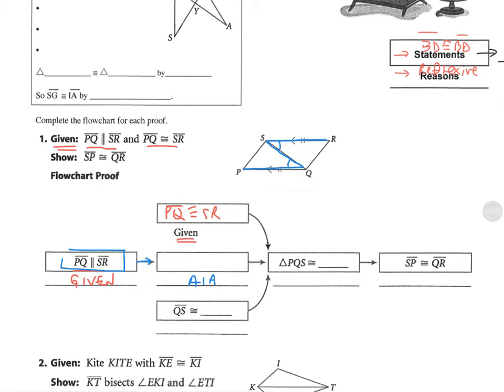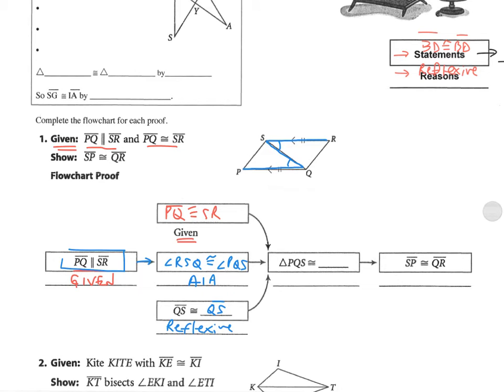Remember that I have to use 3 letters. I can't say S and Q. So I'm going to go angle RSQ is congruent to angle PQS. Next, I'm going to say that QS is congruent to QS. My reason is reflexive property.